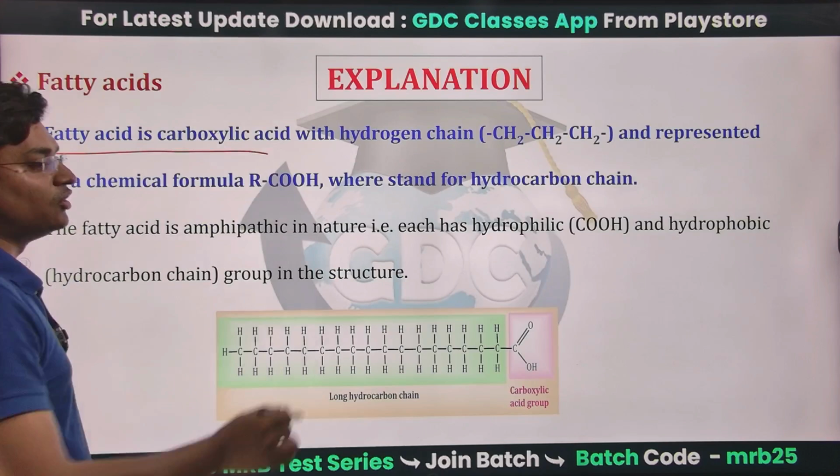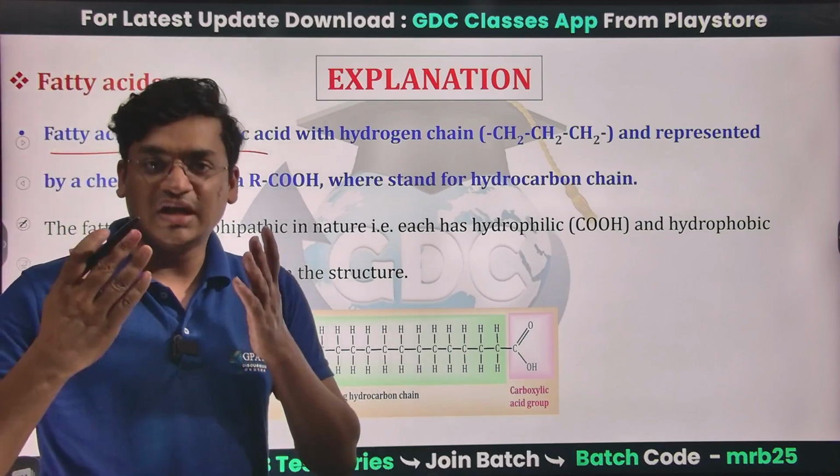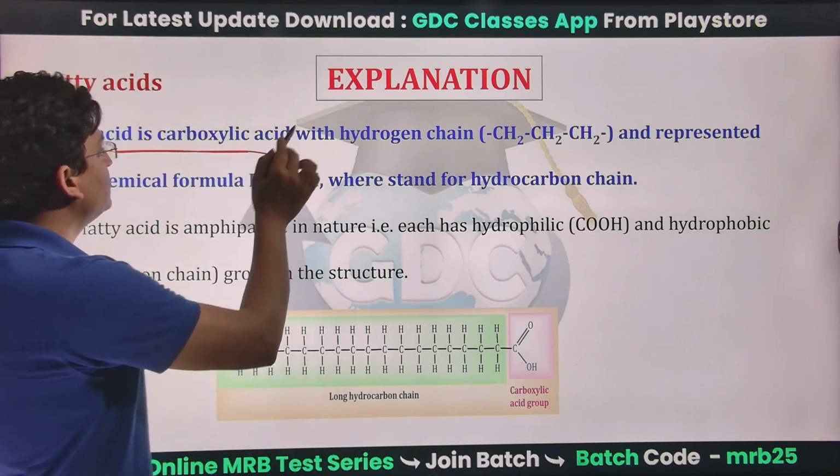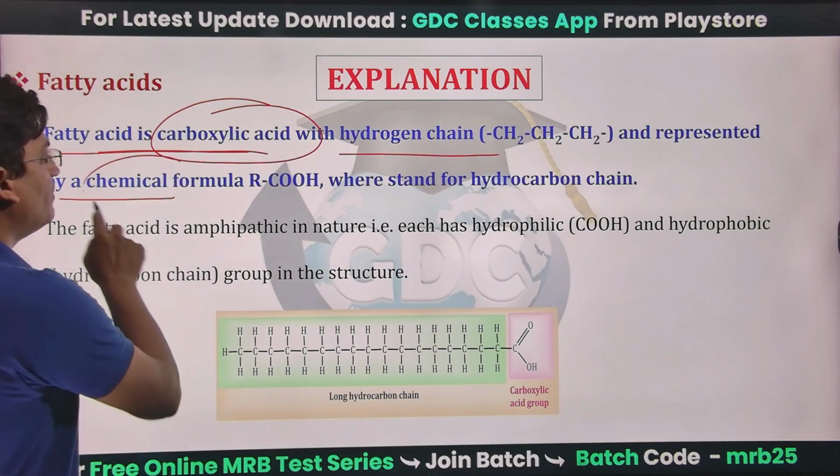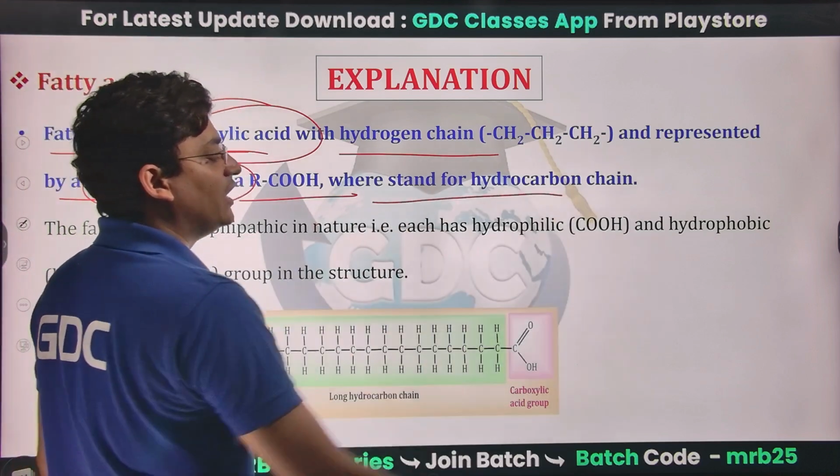Like this fatty acid itself indicates that it's actually an acid derivative. So this fatty acid is a carboxylic acid with hydrocarbon chains and represented by a chemical formula of RCOOH, where R stands for hydrocarbon chain.